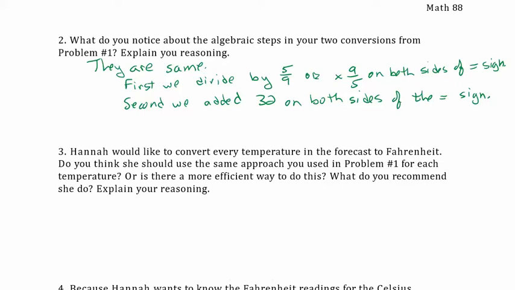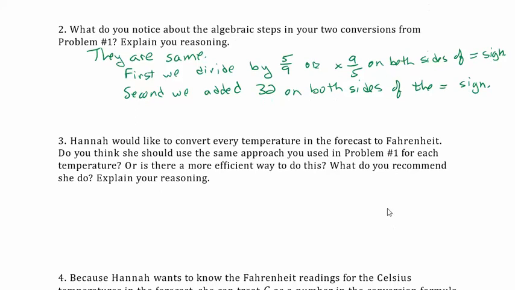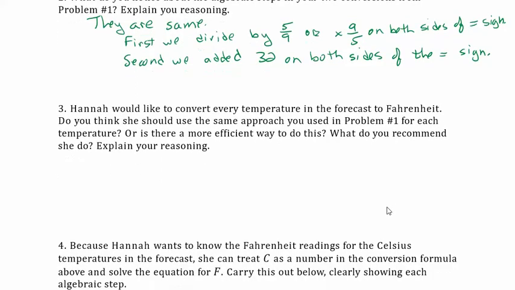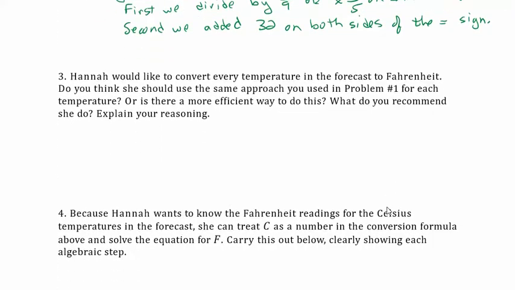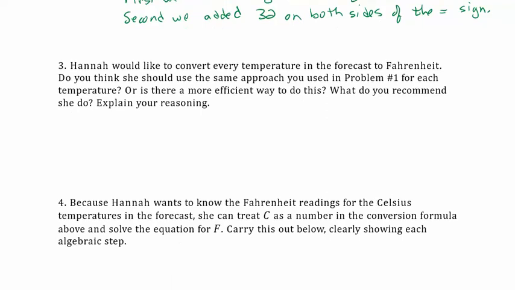So 3 says, Hannah would like to convert every temperature in the forecast to Fahrenheit. Do you think she should use the same approach you used in problem 1 for each temperature, or is there a more efficient way to do this? What do you recommend? Well, she's going to have to use the same steps over and over, right? So anytime we're using the same steps over and over and over again, there might be a shortcut.